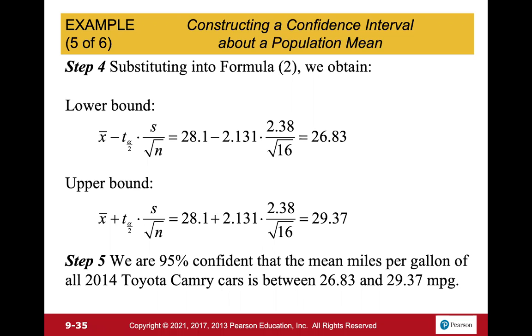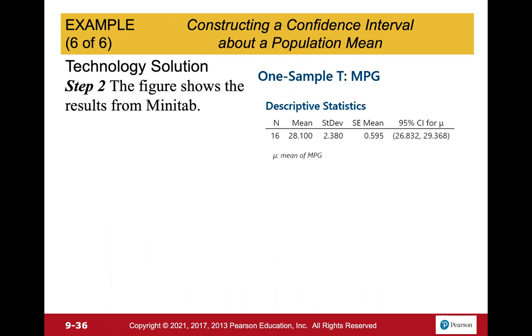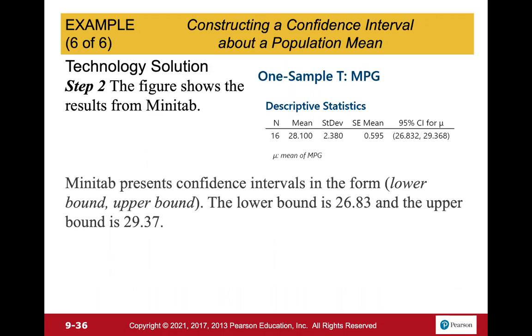All right, step 5 is our explanation. So we are 90% confident that the mean miles per gallon of a 2014 Toyota Camry car is between 26.83 and 29.37 miles per gallon. Here they use technology in a different way.